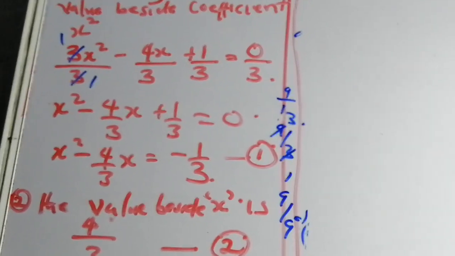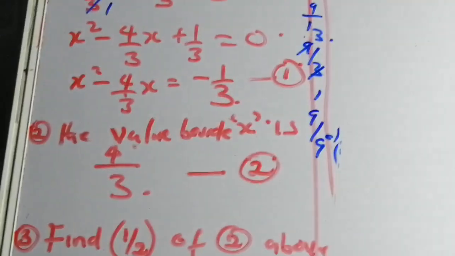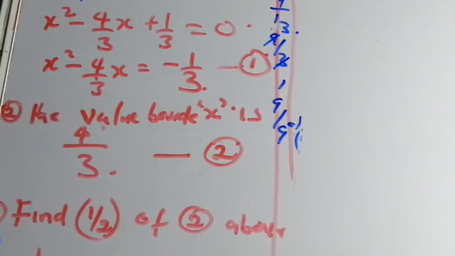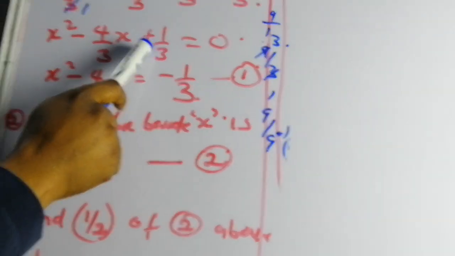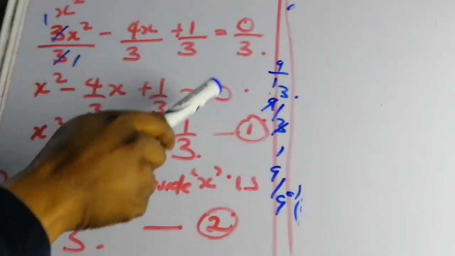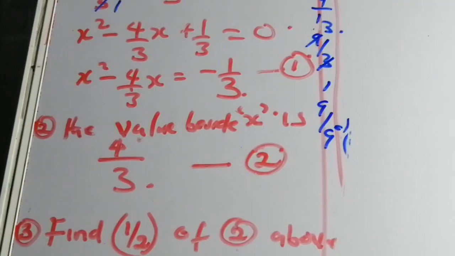Very simple. So what you now need to do is, I've told you, anytime you're using the completing the square method, you need to move the value without an x to the right hand side. So if you're moving this positive 1 over 3 to the right hand side, because we are looking for the value of x, it will change to minus 1 over 3.